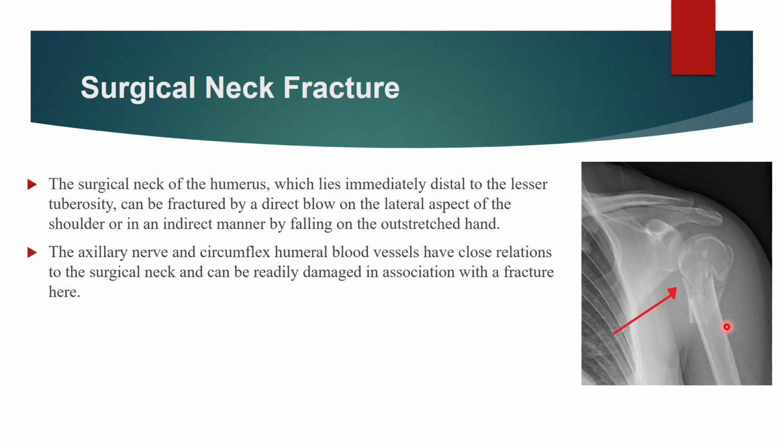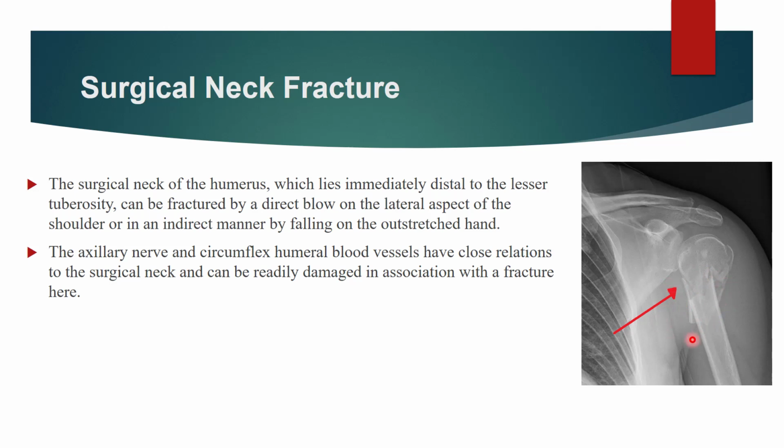The surgical neck of the humerus can be fractured. See here, the surgical neck of the humerus, which lies immediately distal to the lesser tuberosity, can be fractured by a direct blow on the lateral aspect of the shoulder, or in indirect trauma by falling on the outstretched hand. The axillary nerve and the circumflex humeral blood vessels have very close relation to the surgical neck, and they can be readily damaged in association with the fracture here.